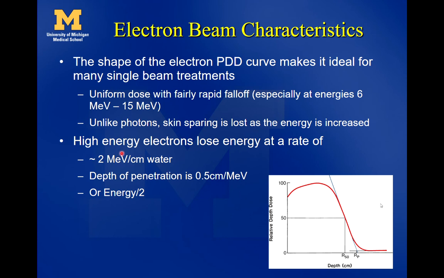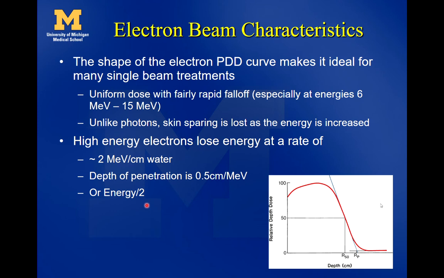So for high energy electrons, they lose energy at a rate of about 2 MeV per centimeter in water. This is a really important concept to learn. Go ahead and memorize it. For every centimeter of water, your electron beam is going to lose 2 MeV per centimeter as it penetrates the patient. So the depth of penetration is 0.5 centimeters per MeV. Or you could say beam energy divided by 2, right? So just energy divided by 2.